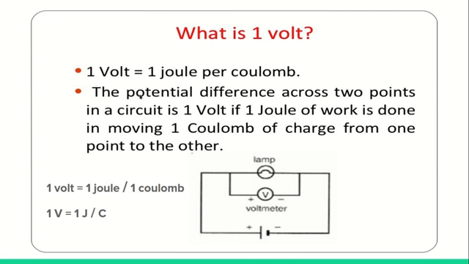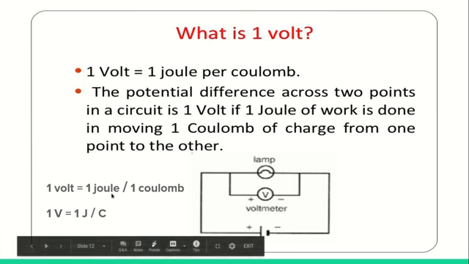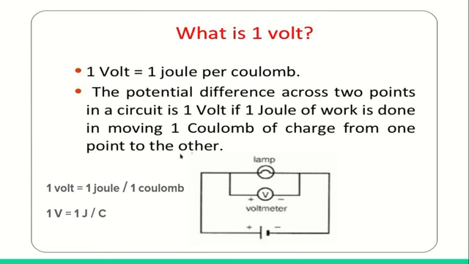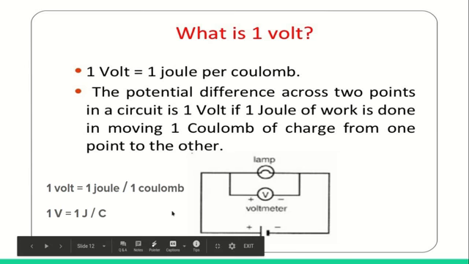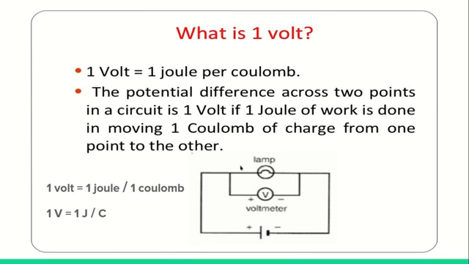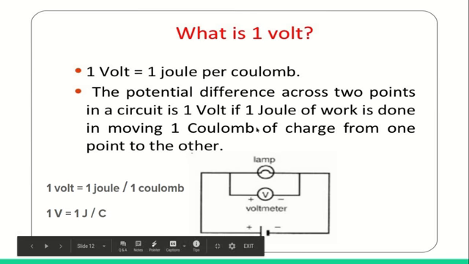Now we are defining what is 1 volt. The potential difference across 2 points in a circuit is 1 volt if 1 joule of work is done in moving 1 coulomb of charge from one point to another. It can be written as 1 volt is equal to 1 joule by 1 coulomb, or 1 V is equal to 1 J/C.